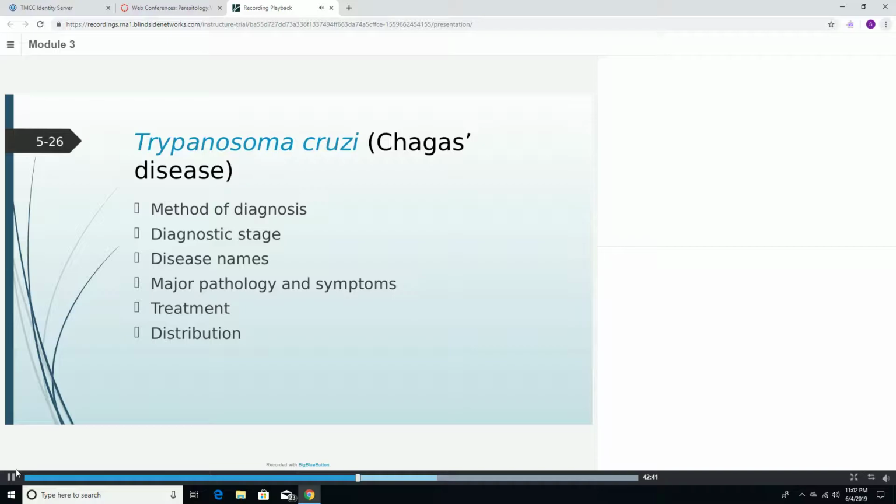So the next disease parasite we're going to talk about is Trypanosoma cruzi, and this is also referred to as Chagas disease. So the method of diagnosis, we're going to find amastigotes in stained tissue scraping of skin lesion, the chagoma, at the bite site. We're going to want to identify the C-shaped trypomastigotes in a blood smear during an acute exacerbation of the symptoms.